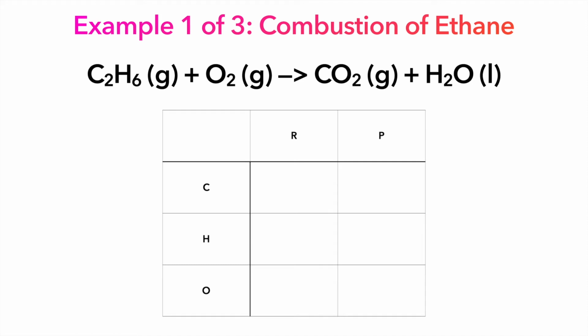On my reagent side, I have 2 carbons, 6 hydrogens, and 2 oxygens. On my product side, I have 1 carbon, 3 oxygens, and 2 hydrogens.